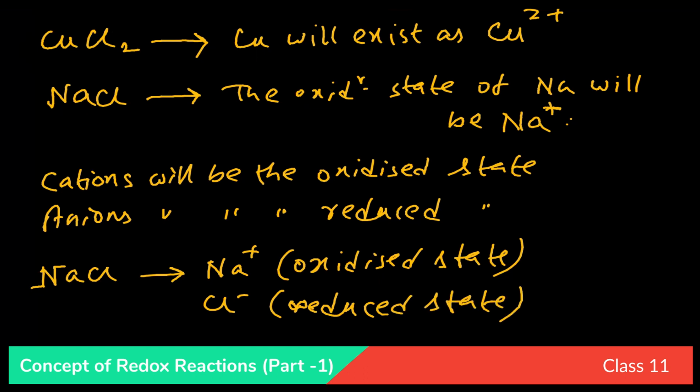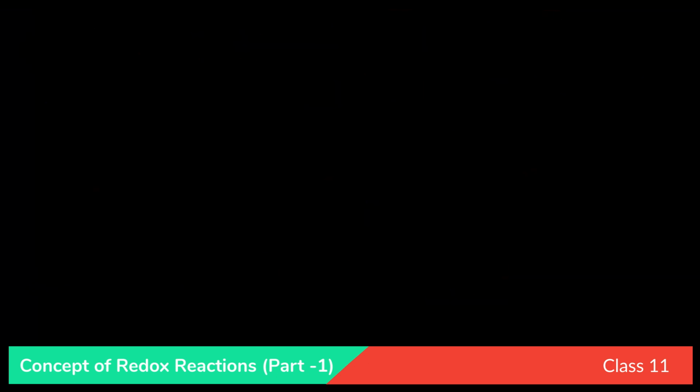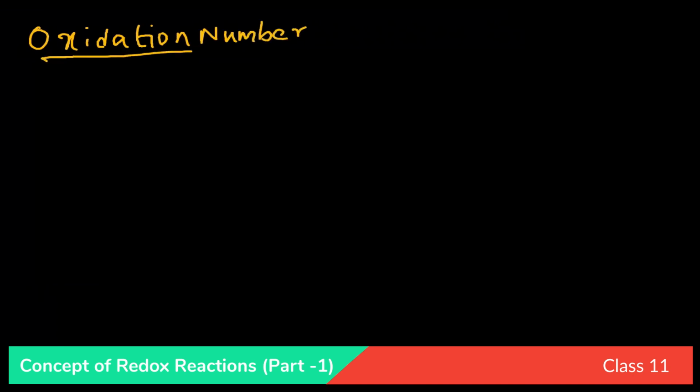So this is all about the oxidation state. That means in which state the element present in a compound will exist, that will define the oxidation state of that element. Next, we will discuss oxidation number. Oxidation number is pretty important.